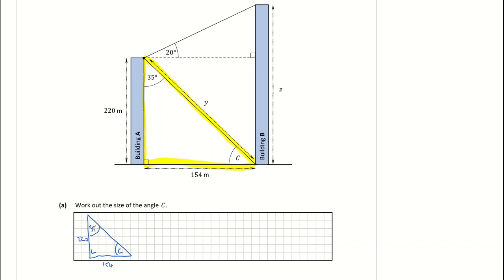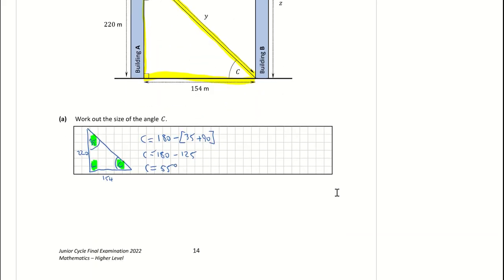So there's a couple of different ways we could do it. Just remember, the easiest way is probably remembering that all angles in a triangle must add up to 180 degrees. So I'm simply just going to go 180 minus the 35 and the 90. So that's 180 minus 125, which is giving me angle C of 55 degrees. Now you could also use your trigonometric ratios there, like sine, cos, and tan. So you could use tan there, for instance, if you wished.